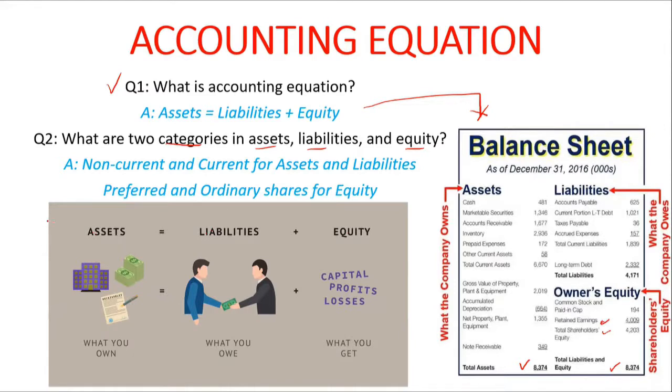This is another diagrammatic representation of the equation assets equal to liabilities plus equity. Assets are what the business has, what you own, and then liabilities are what you owe. So what the business has to pay. These are also commonly known as obligations. And equity basically includes the capital of your investor, and profit and losses made in the business.